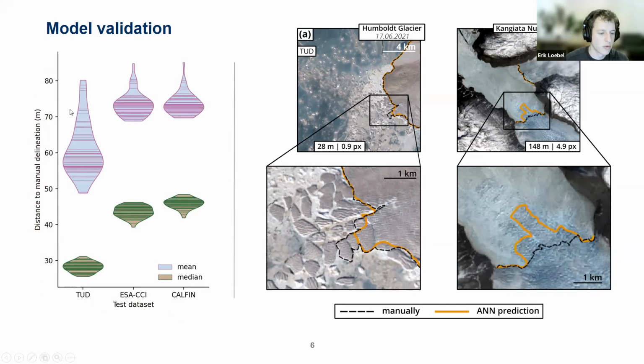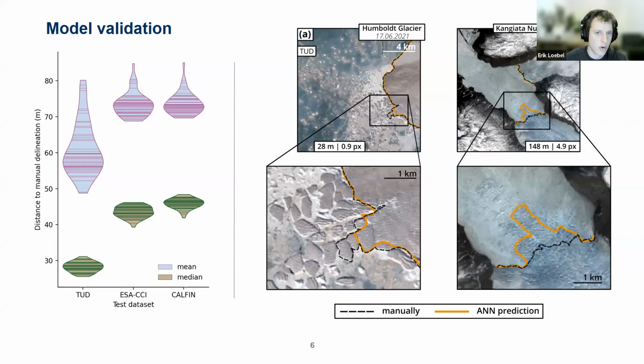But the important thing to take away from this figure is maybe that if we look at those numbers here, we are well below a 100-meter distance to manual delineation, which is a very good result, considering that if we compare author to author errors from different calving front delineations, we are also in the range of 100 meters. So we can conclude that the calving fronts provided by our algorithm have a similar quality to those provided from a manual delineation. And more often than not, they are indistinguishable from them.